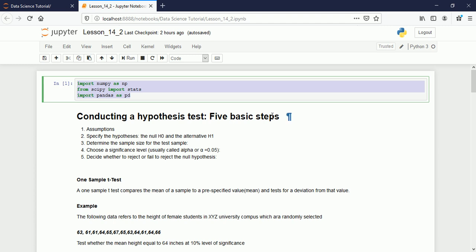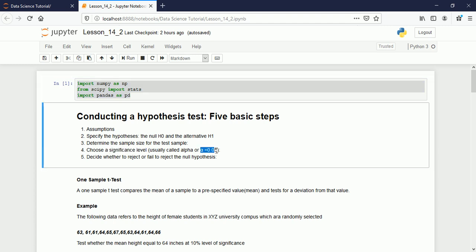We have 5 basic steps. So what are these steps? The first step is the assumptions. We will assume something, assumptions are there. Then we specify the hypothesis, the null hypothesis and the alternative hypothesis. The conditions, determine the sample size for the test sample, and then choose a significance level. By default this will be equal to 0.05, which means 5%. It may change. Then we decide whether to accept or reject the null hypothesis.